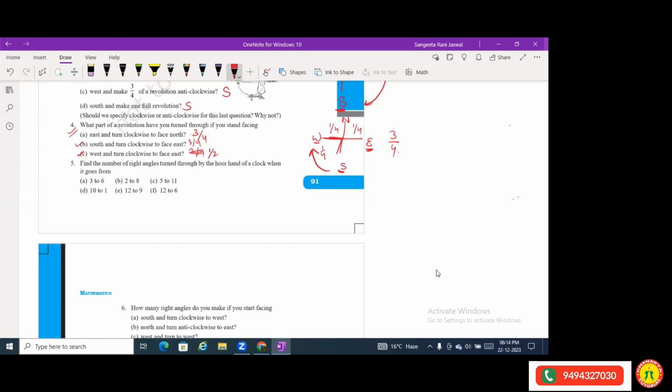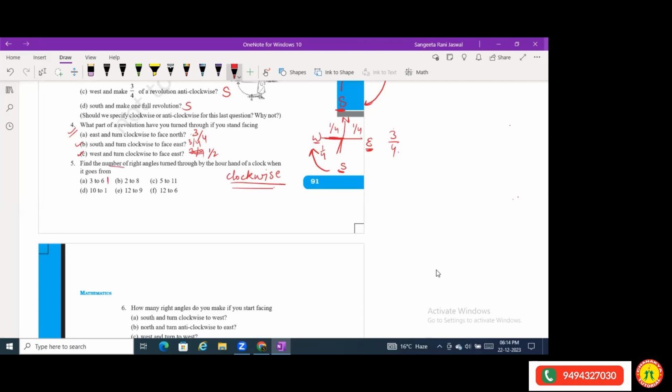Here no direction is written. Nothing is written here whether it is clockwise or anti-clockwise. So just consider clockwise direction. When no direction is written, you should consider it clockwise. 3 to 6 is one right angle.